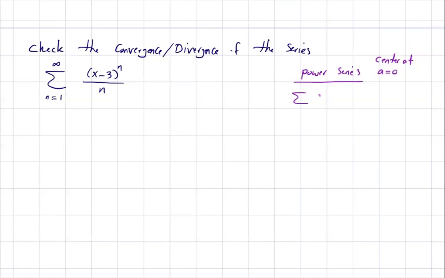A power series centered at 0 is defined as the summation of c_n x to the power n, starting from 0 and going to infinity, which is c sub 0 plus c sub 1 x plus c sub 2 x squared plus the rest of the terms. To analyze convergence and divergence of this series, we are going to use the ratio test.